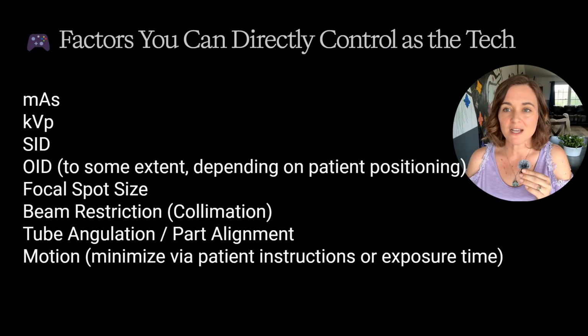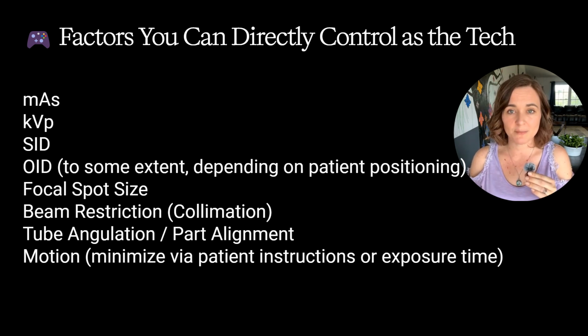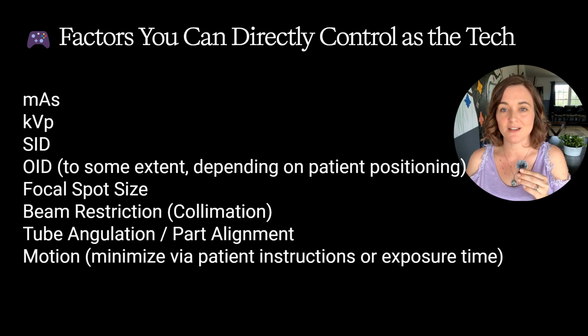So you know what you're expected to control, what you need to work around, and what's just built into the equipment. Factors you can directly control as a tech. This is your mass, KVP, SID, OID to some extent, depending on the patient positioning, your focal spot size, your beam restriction, that's your collimation, your tube angulation, part alignment, motion, you can minimize this by patient instructions or your exposure time. These are the tools in your hands every day. If image quality is off, these are your first suspects.